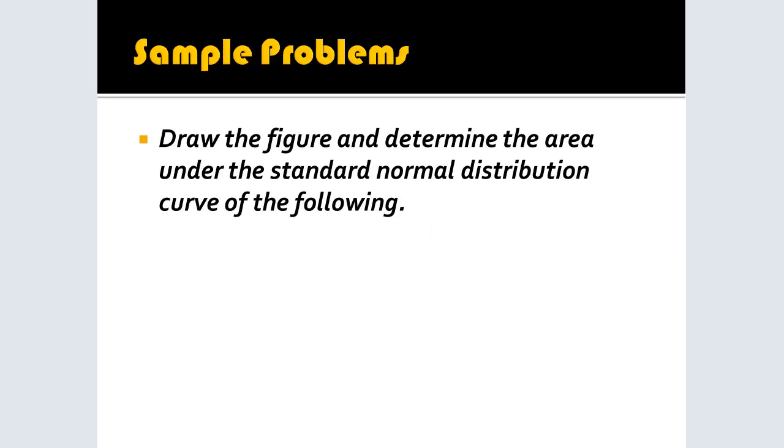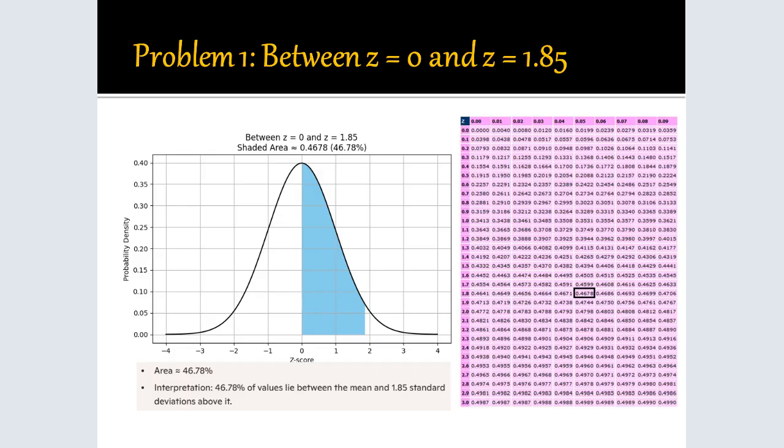So let's have some sample problems. Draw the figure and determine the area under the standard normal distribution curve of the following. Problem 1. Between z is equal to 0 and z is equal to 1.85. You can see that we have the shaded part, and that is from 0 to 1.85.